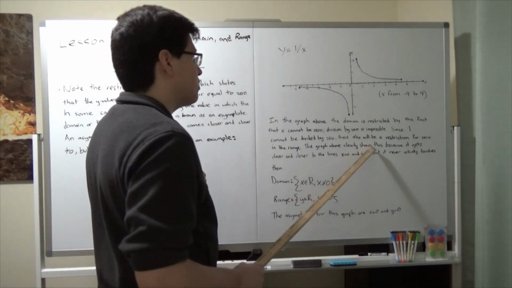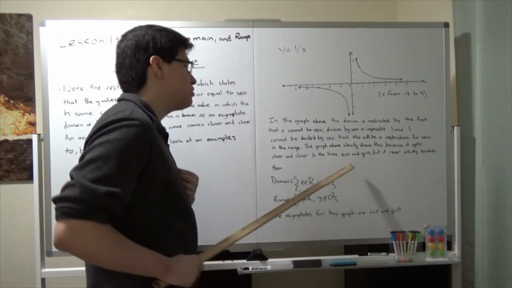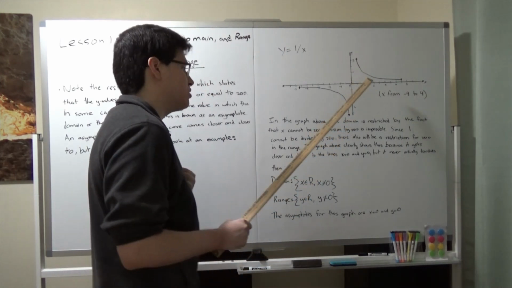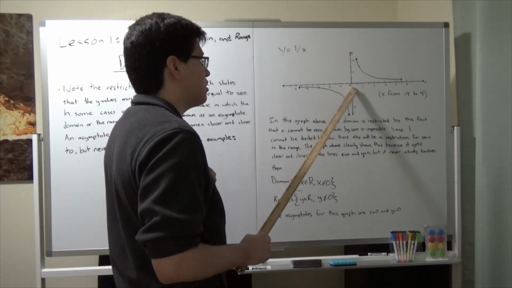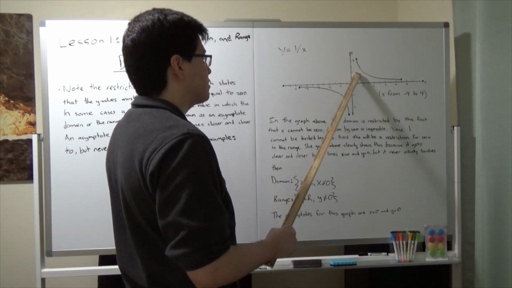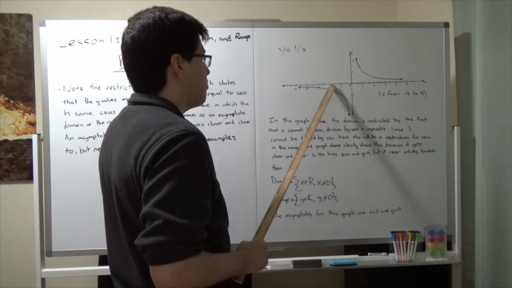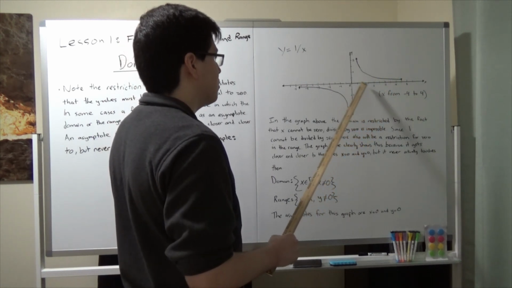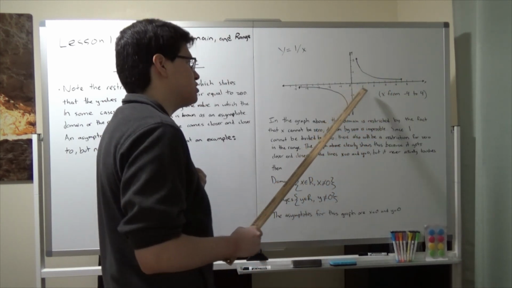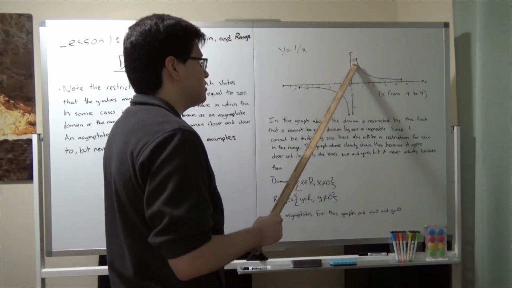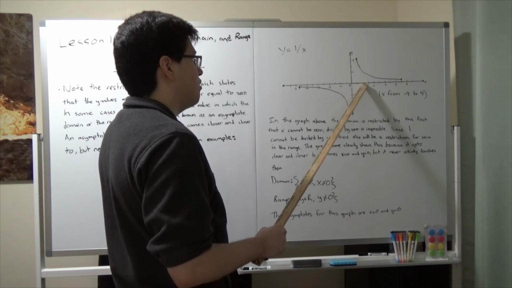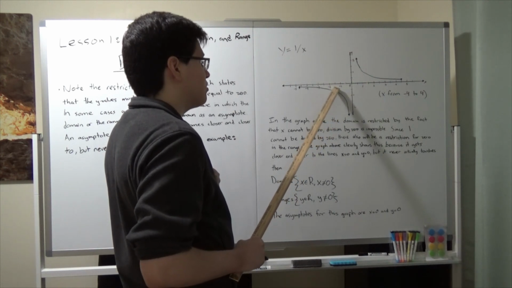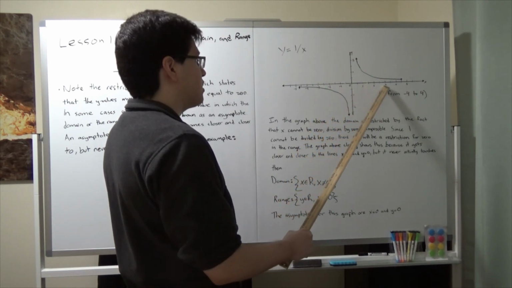The graph above clearly shows this because it gets closer and closer to the lines x equals 0 and y equals 0, but it never actually touches. So it gets closer and closer to the line x equals 0, which is the y-axis, and y equals 0, which is the x-axis. It never actually touches them. So there's two asymptotes. One asymptote at x equals 0, which is the y-axis, and the other asymptote at y equals 0, which is the x-axis.